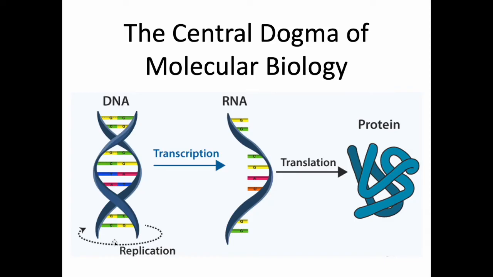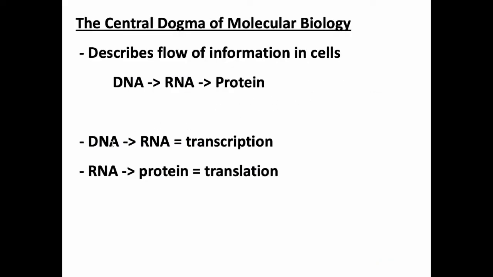Now, we do have a little bit of a circle here because DNA can replicate itself. And there are names for these two steps. As we use the information in DNA to build RNA, that process is called transcription. And as we use the information in RNA to build protein, that process is called translation. I have it on this slide as well. DNA to RNA is called transcription. RNA to protein is called translation.